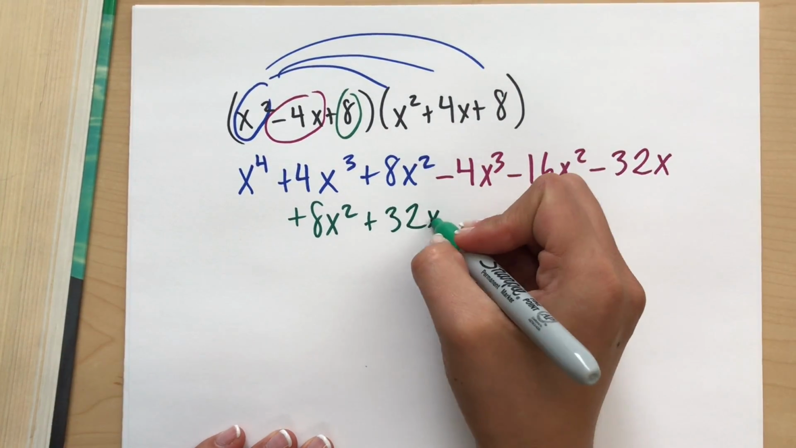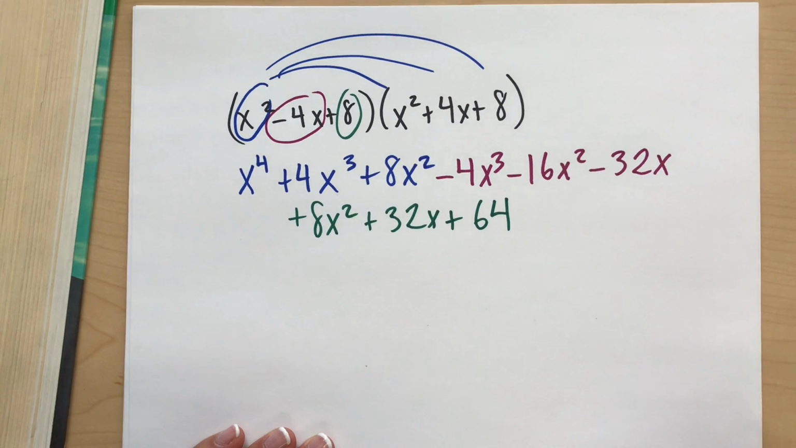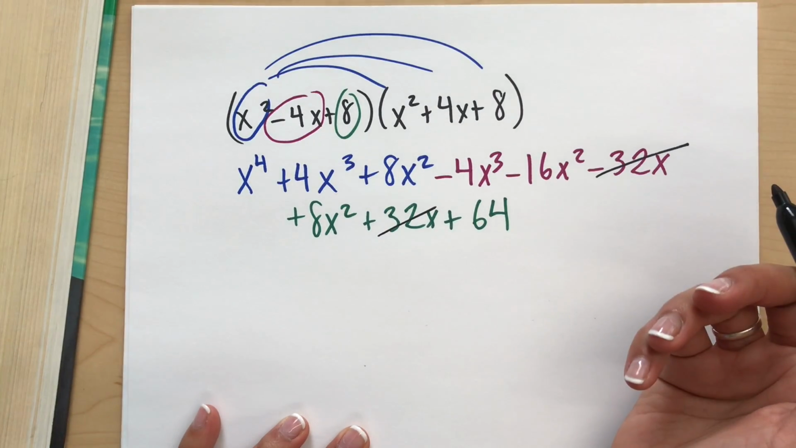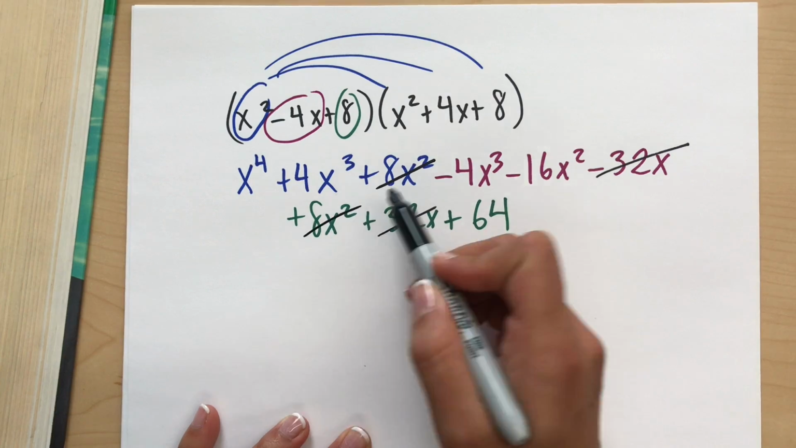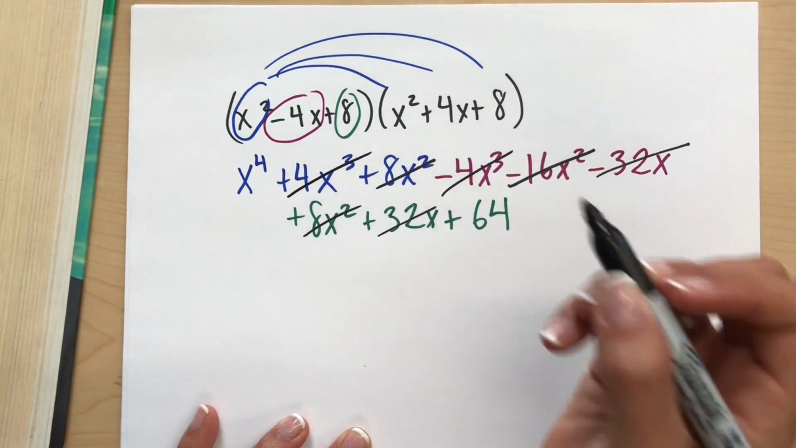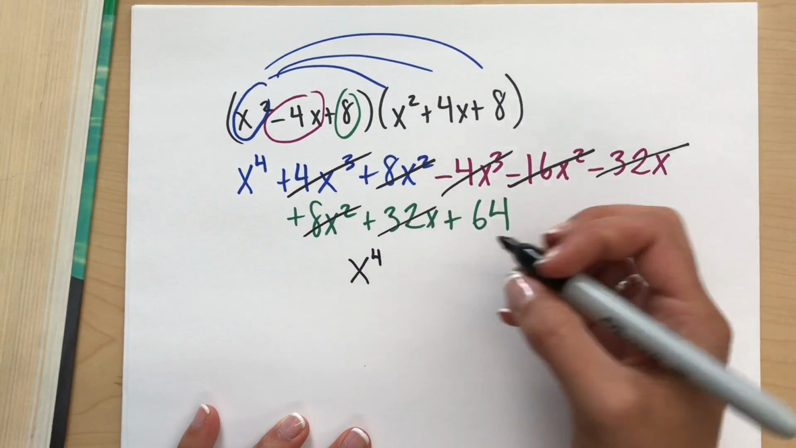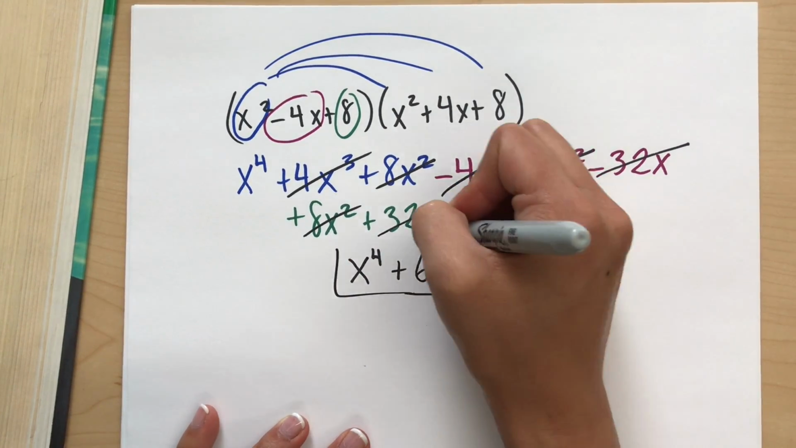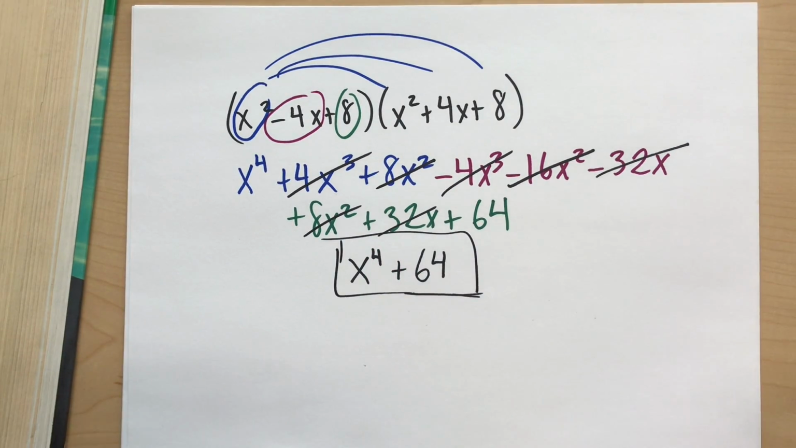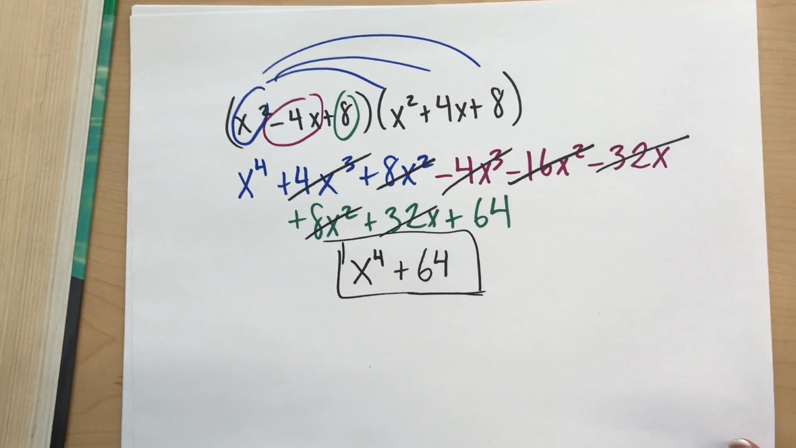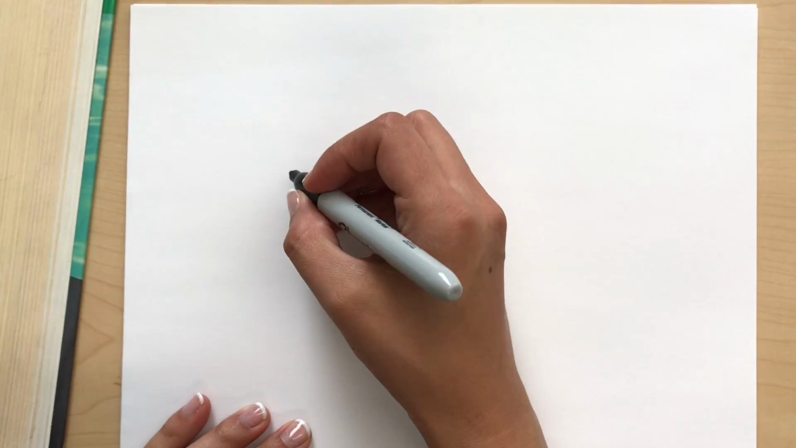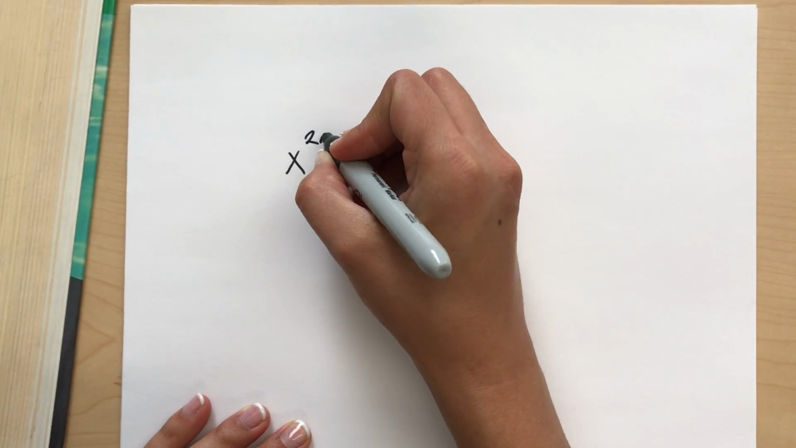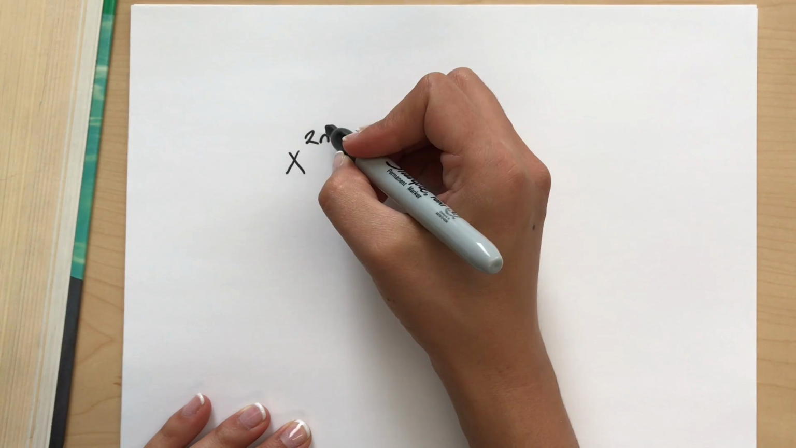I'm color coding this so you can see that I'm taking each one of those terms in the first polynomial and multiplying it to the second polynomial. Then I'm going to cancel some things. So 32 and negative 32 cancel, 8x squared and negative 16x squared all cancel, and I cancel some more things there, and I just end up with x to the 4th plus 64, and that's all I have there. A lot of times with these, a lot of things are going to cancel, and you're going to end up with a very simple polynomial, which is nice.